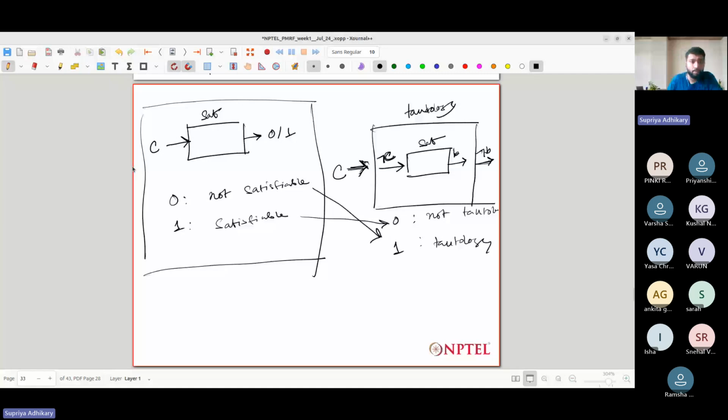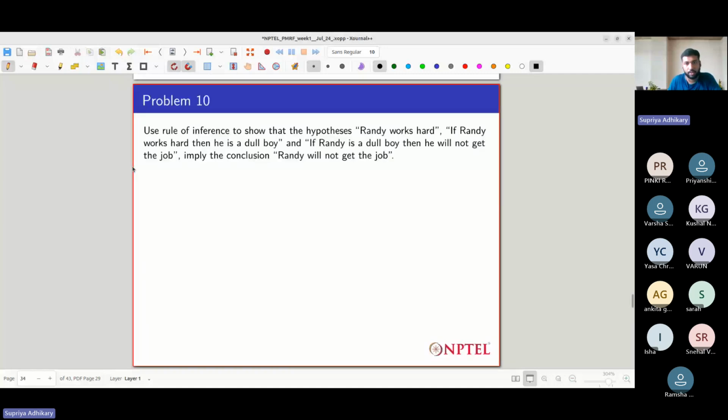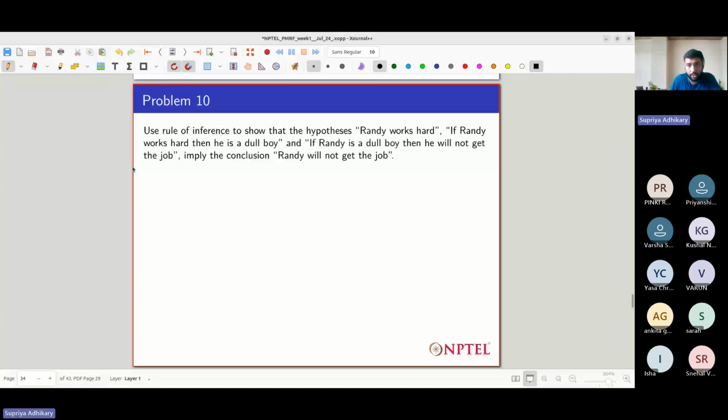So now we have to use the rule of inference to show that the hypotheses imply this conclusion over here. So what are the hypotheses? The first hypothesis is that Randy works hard. So let's say this hypothesis, Randy works hard, is our hypothesis P.